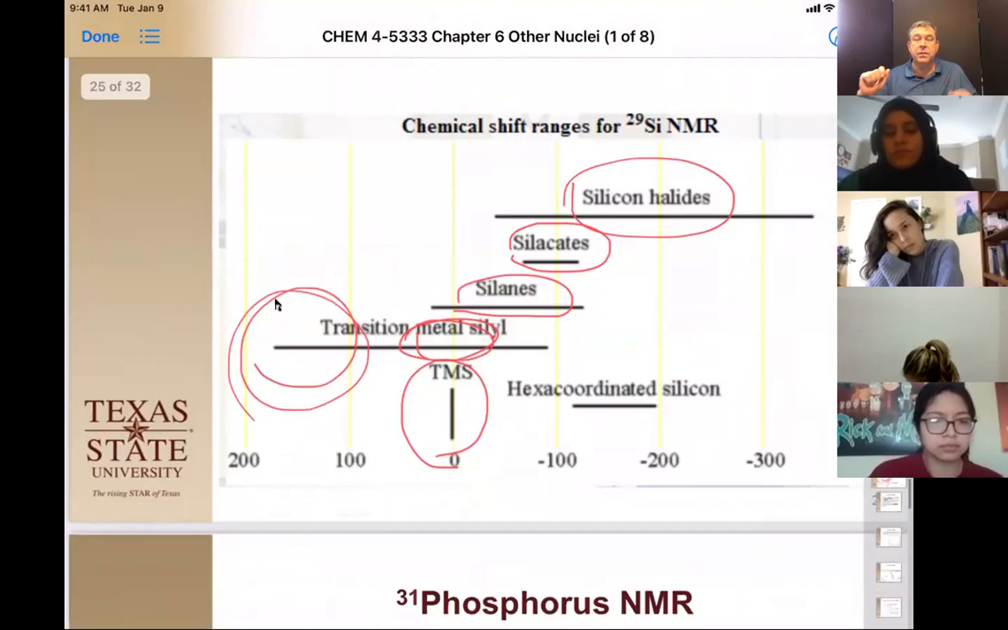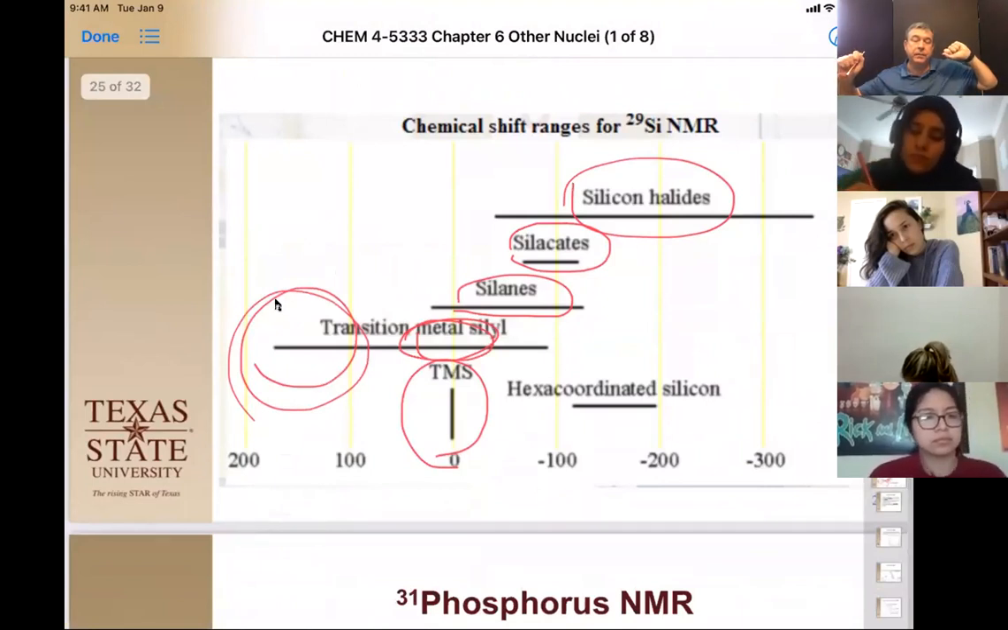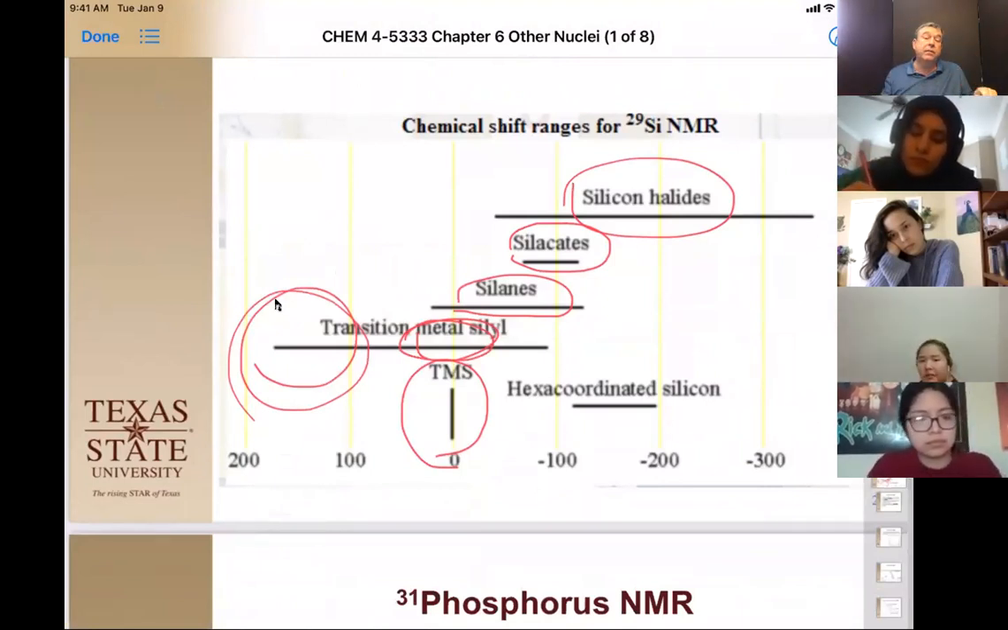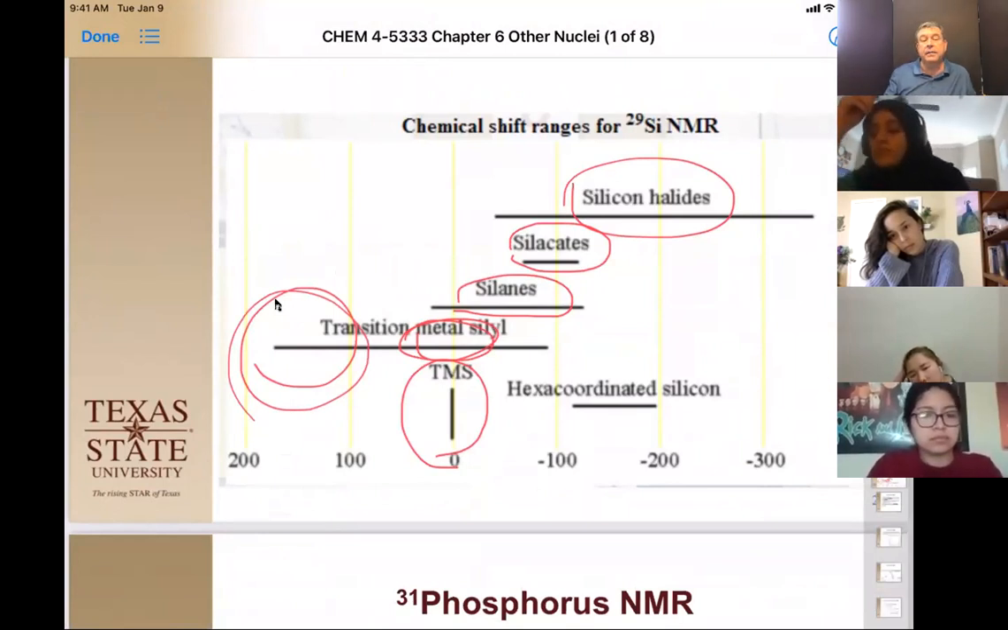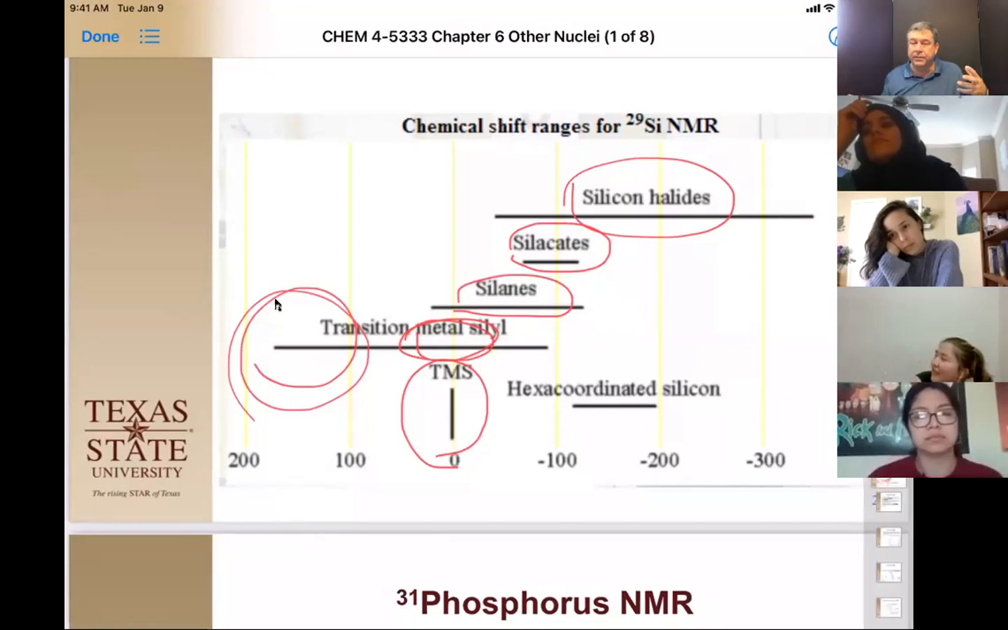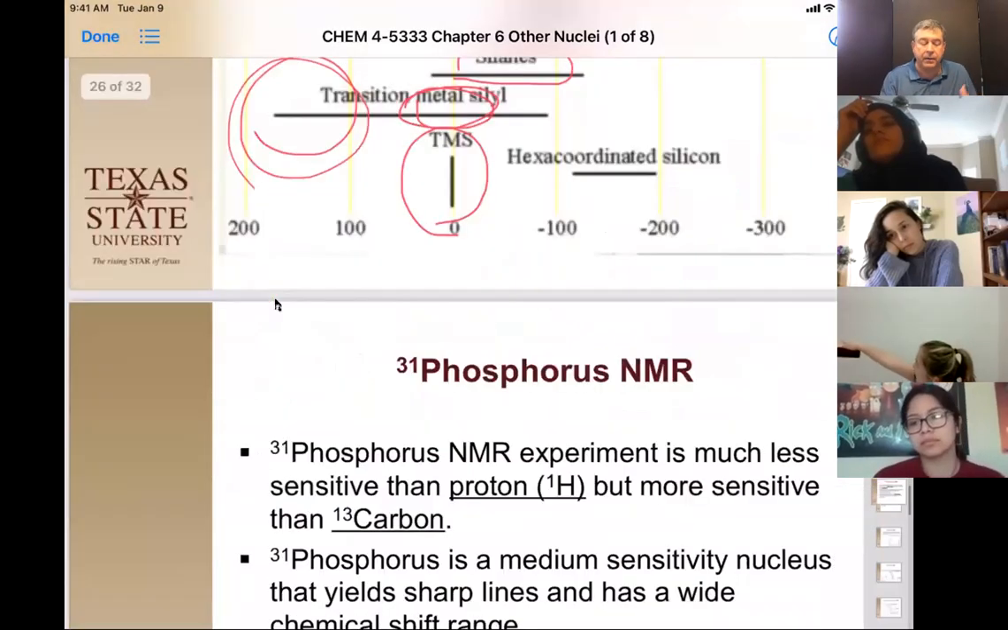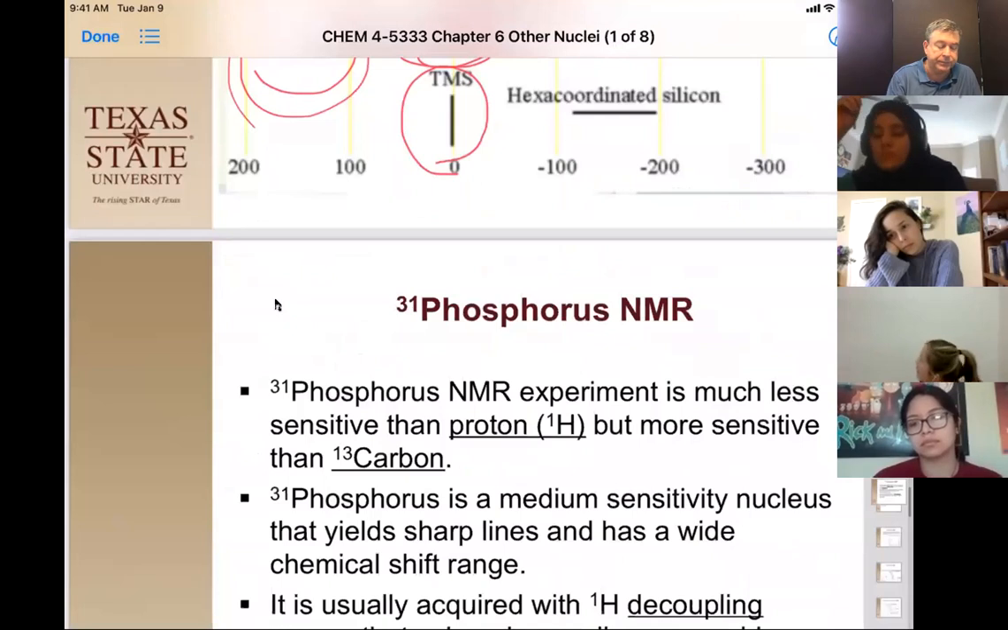All right, so questions about silicon NMR? This is really great when you have like a TMS group as a protecting group, you just wanna make sure it's there. If you have multiple TMSs, you can actually tell the difference between one on a primary and a secondary carbon because of shift. So you can't actually tell the difference, but you know it all depends on your research as to how important doing your silicon NMR is.